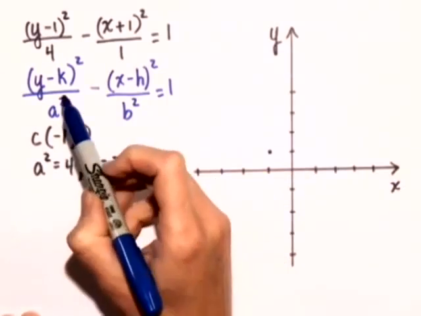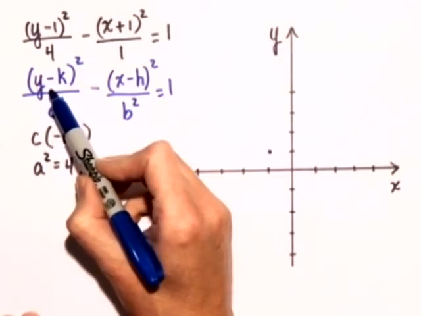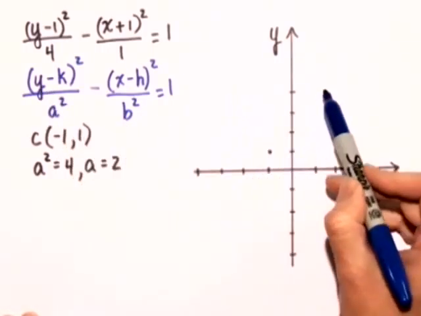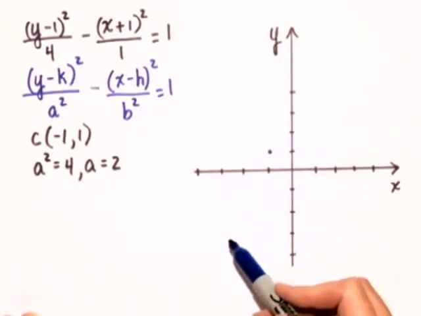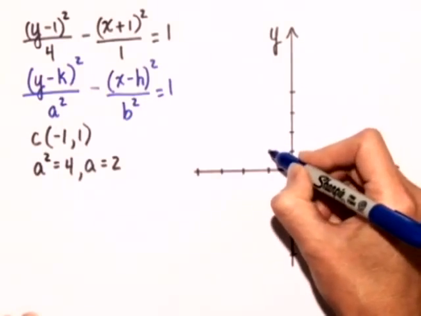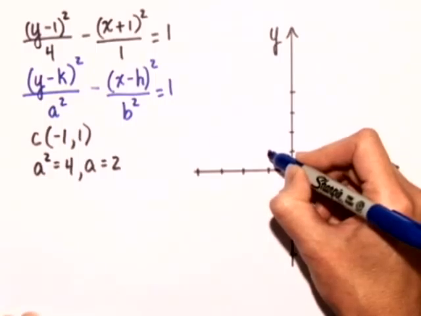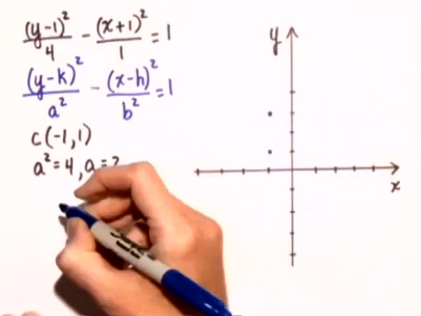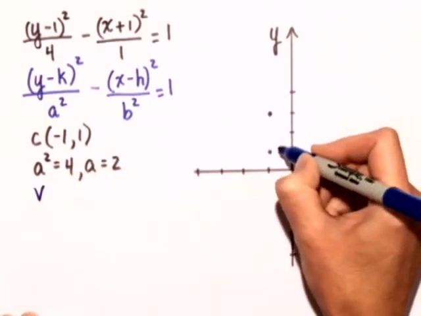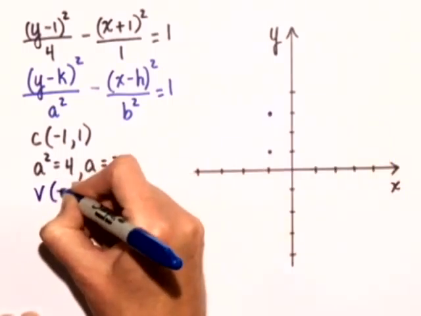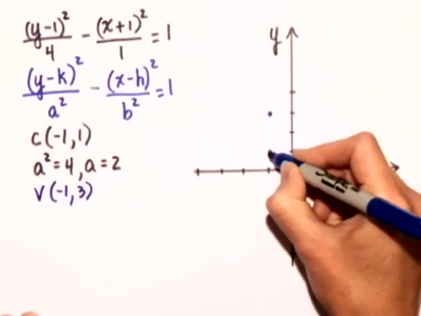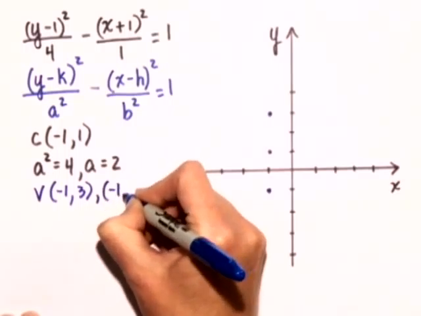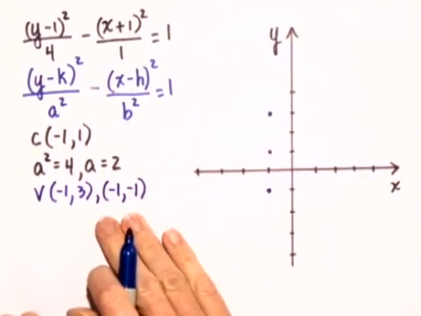Because our transverse axis is parallel to the y-axis in this case, because the y-squared term is positive and it comes first, that means that our branches will be opening up and down. So from our center of -1, 1, we're going to go a units up, or 2 units up, right here. That will be our first vertex. The vertex will be located at -1, 3. From that center, we'll also go 2 units down to -1, -1. These are our 2 vertices.